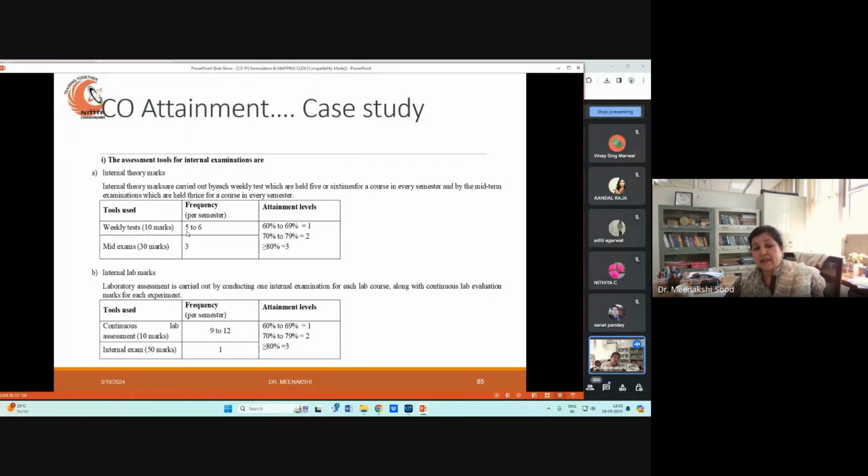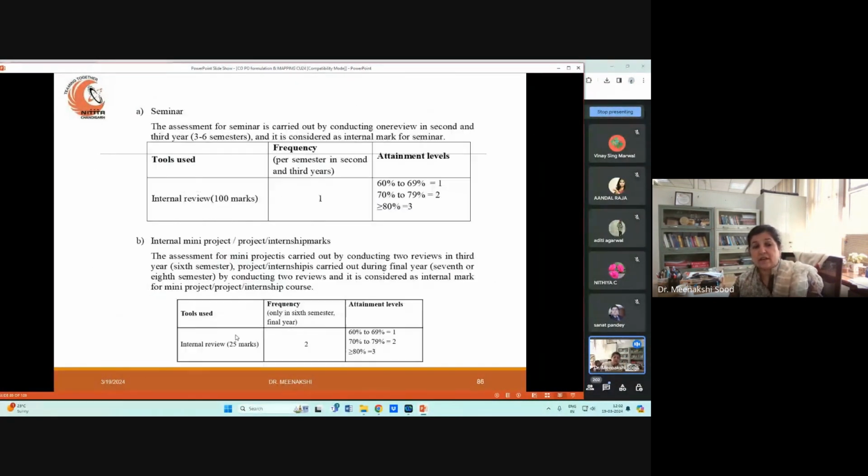So you have a weekly test of 10 marks and a mid exam of 30 marks, with 3 mid exams and 5 to 6 weekly tests. And here the attainment is fixed: if 60% to 70% marks are there, then 1; 70 to 78, 2; and 83. Similarly for the lab examination also, so it is predefined. This I have taken from one university. So now this is defined already.